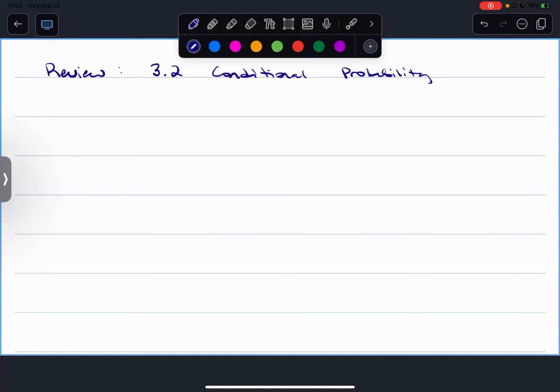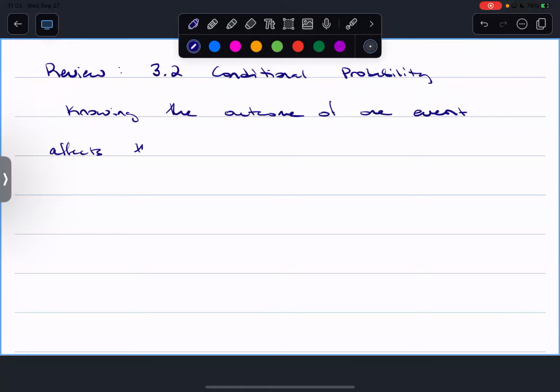So conditional probability is, well, things are no longer independent, right? We talked about independence last day, and we said, okay, if two events are independent, then knowing that one thing has happened doesn't affect the probability of another thing happening. So on the flip side of that, conditional probability is when knowing the outcome of one event affects the probability of the next event.